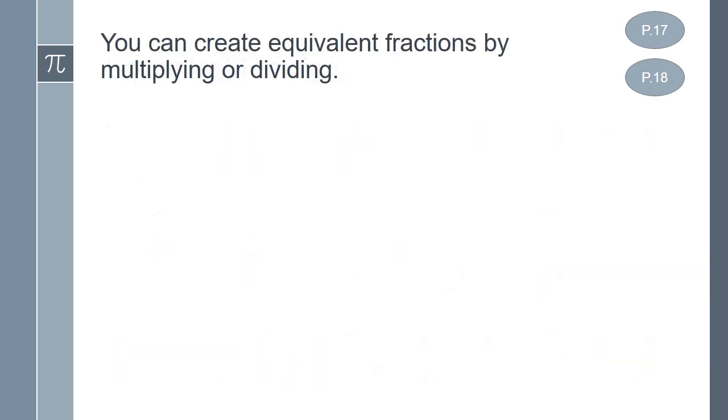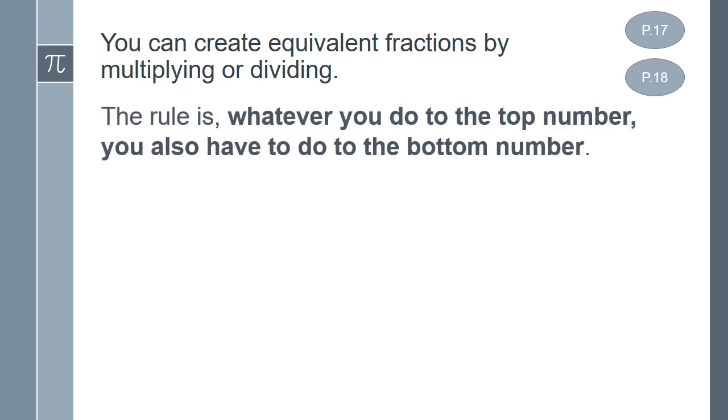You can create equivalent fractions by multiplying or dividing. The rule is that whatever you do to the top number, you also have to do to the bottom number. Let's take 9 over 15 as an example. Let's multiply that first of all. So we can choose any number we want to multiply. In this case, let's do times 4.